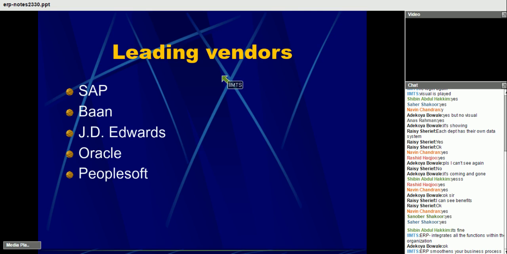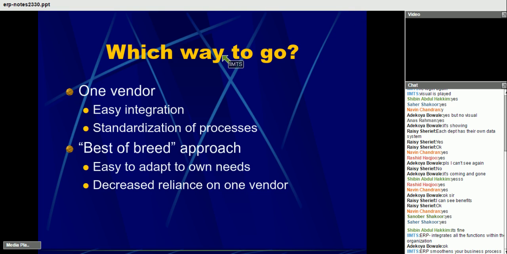And what are the leading vendors who are into ERP? One is SAP. SAP is a very big major player of ERP systems. BAN is there, JD Edwards is there, Oracle is there, and PeopleSoft is there. So these are the major companies who deal in ERP systems: SAP, BAN, JD Edwards, Oracle and PeopleSoft.